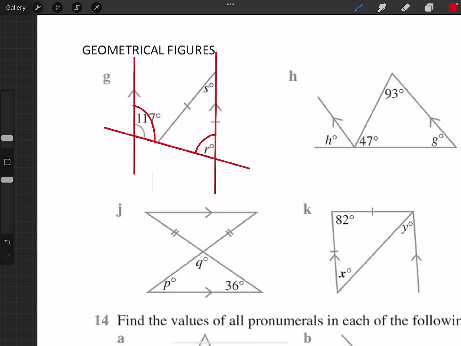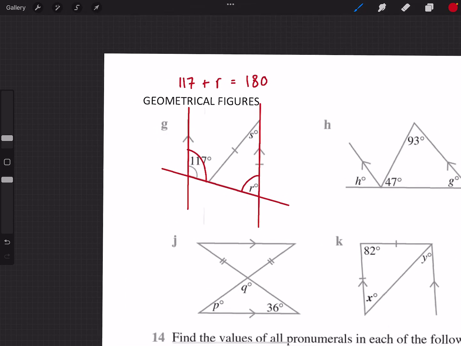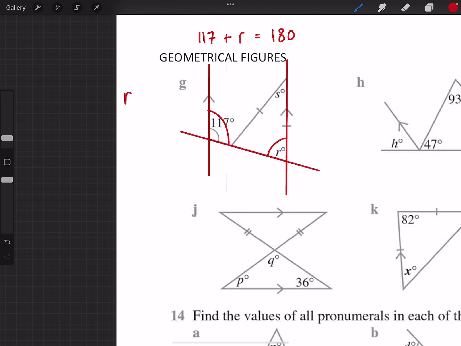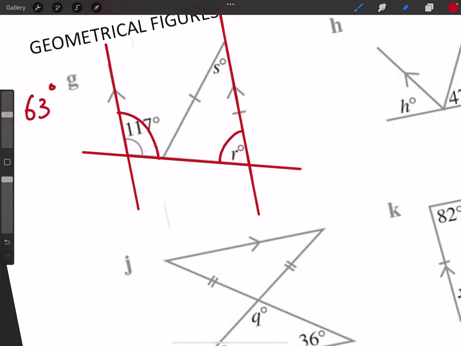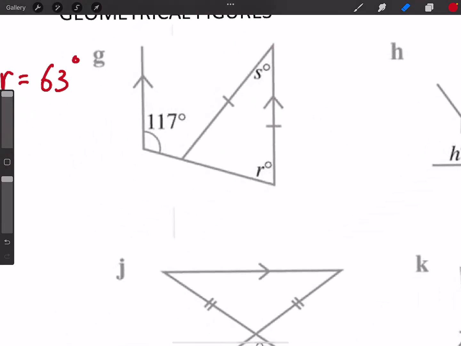Obtuse, which is 117, plus acute, which is R, is equal to 180 degrees. We know that. So how do we find R? We do a subtraction. R, we just take 180 degrees minus 117 and you get R. So R is equal to 63 degrees. Okay, great. We just worked out R. Now, let's find out the last one, which is S.